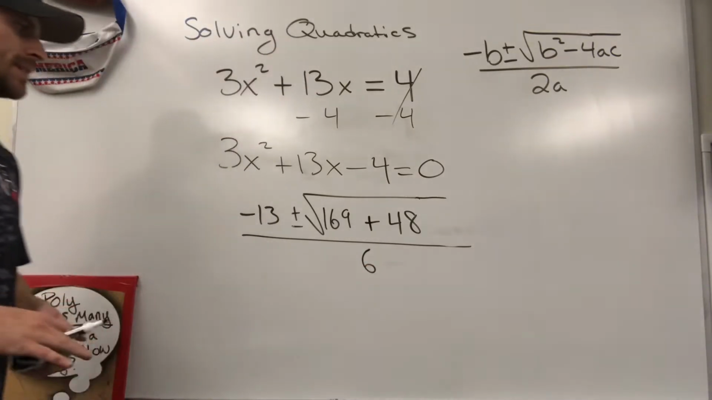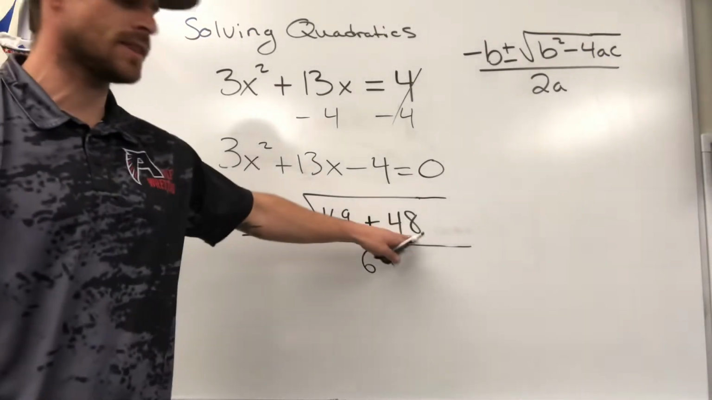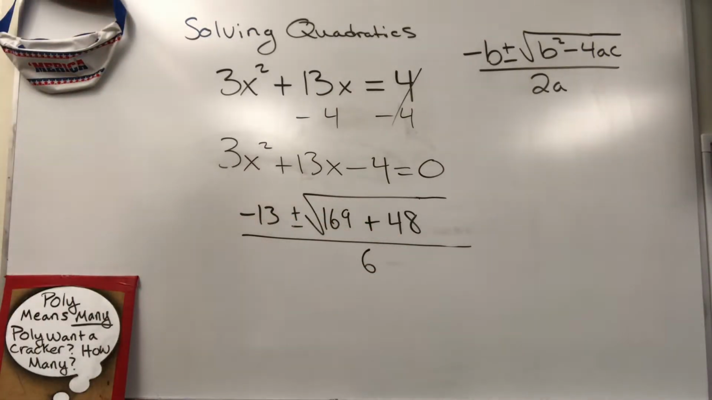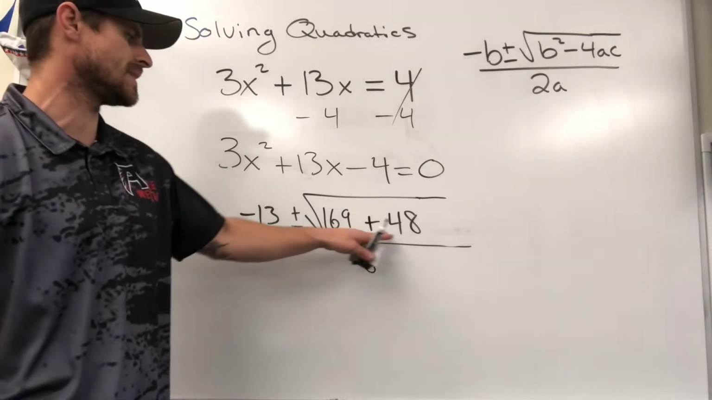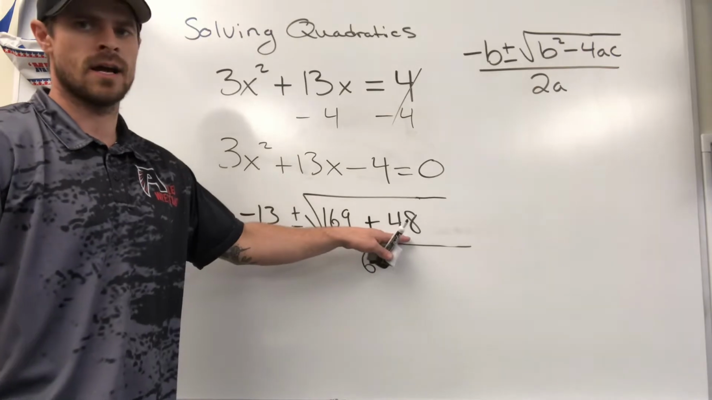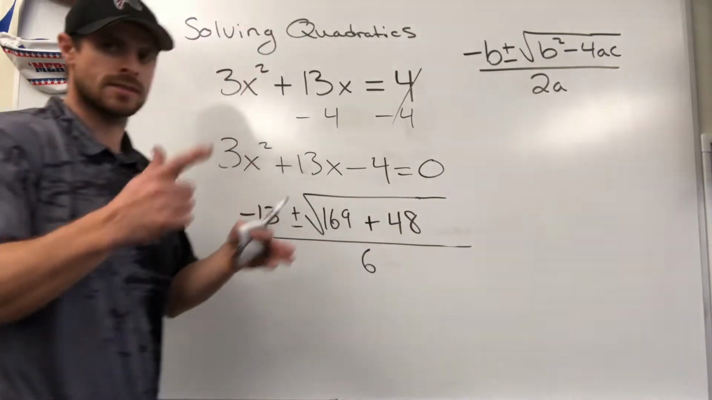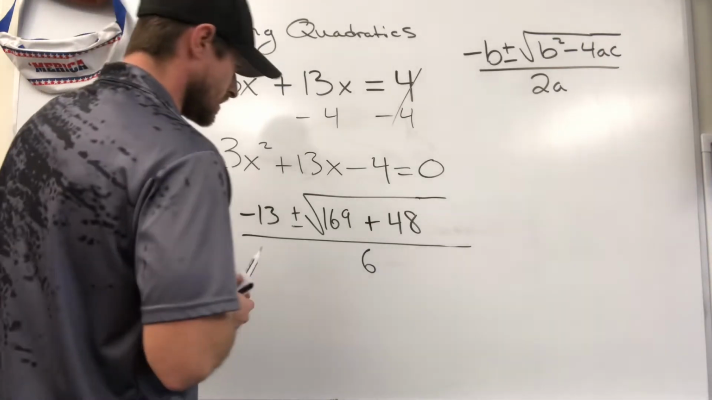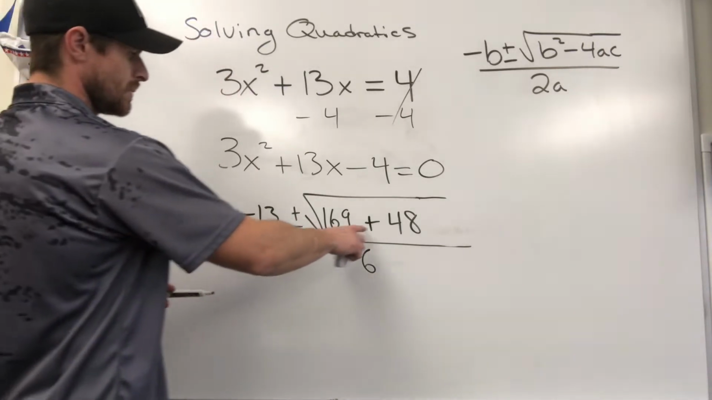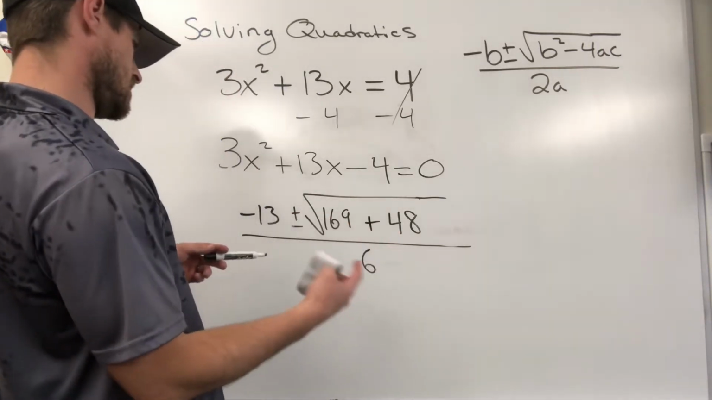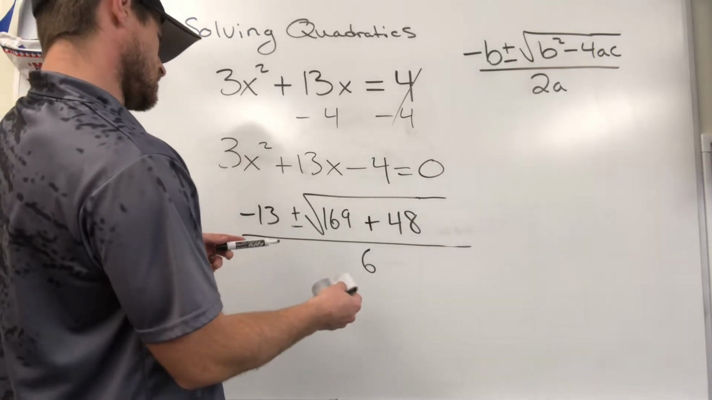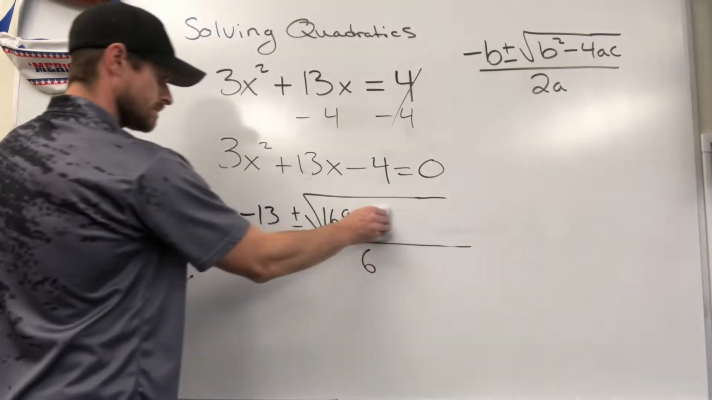All right, the next thing you're going to want to do is combine those values inside of the radical. You want to make sure that you add those up, put them down, and then sometimes you're going to get a number that's really nice and neat in here. Other times you're going to get something that's going to give us a really nasty decimal. This is one of those scenarios where we're going to get a really nasty decimal. So 169 plus 48 is going to give me 217.